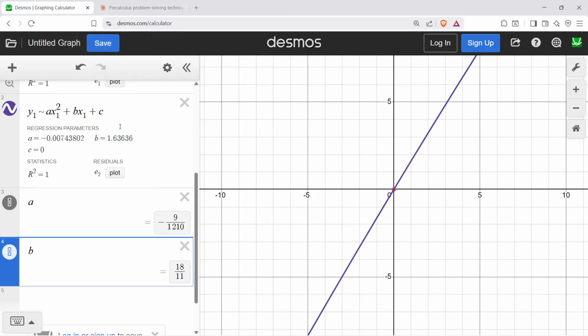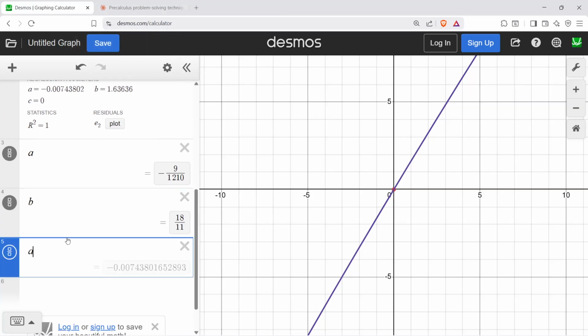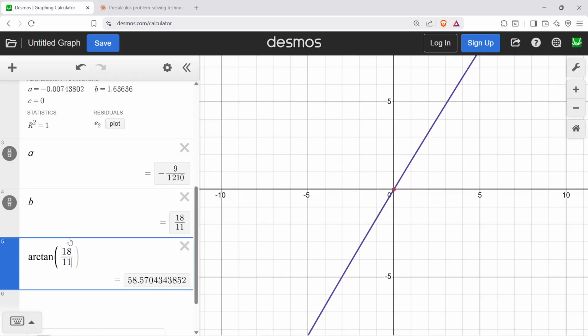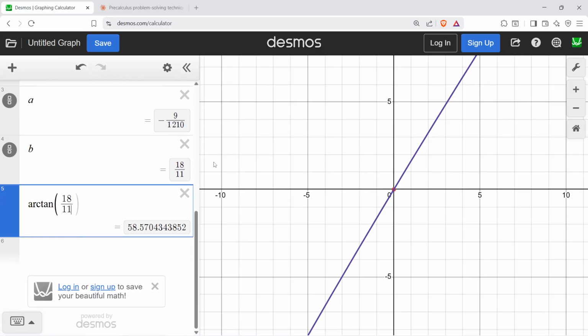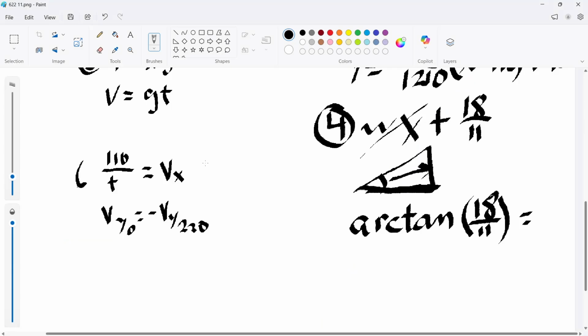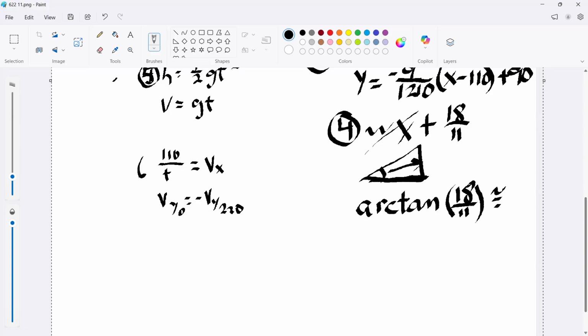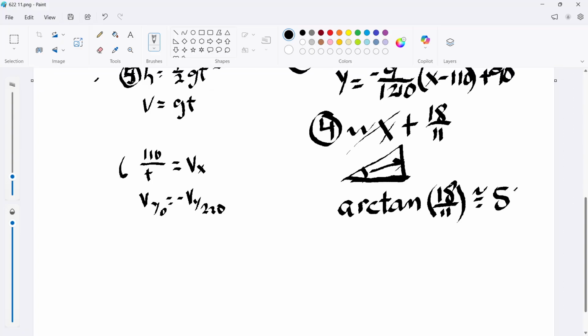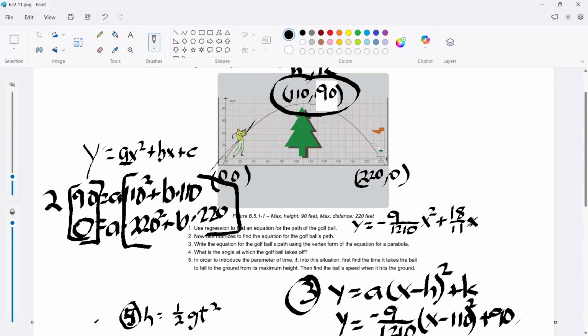I don't think I need that matrix anymore. So arctangent, make sure you're in degree mode. 18 over 11. It's about 58.6, approximately. 58.6 degrees.